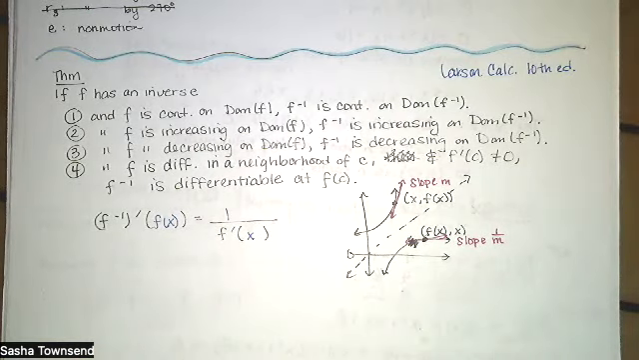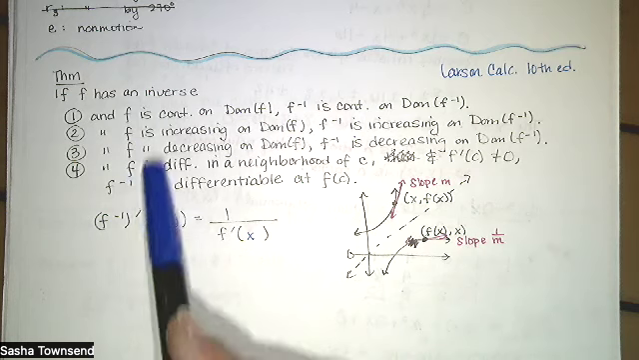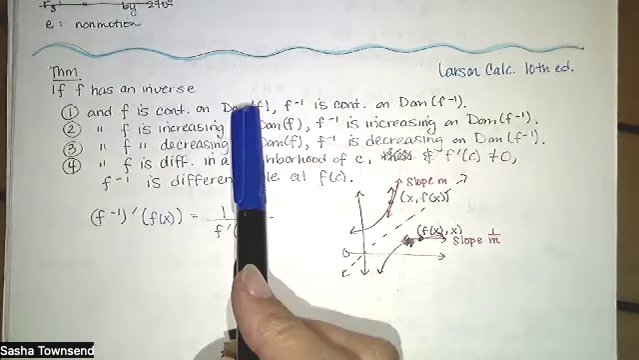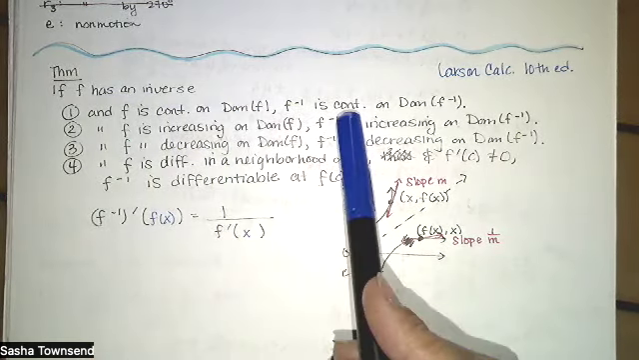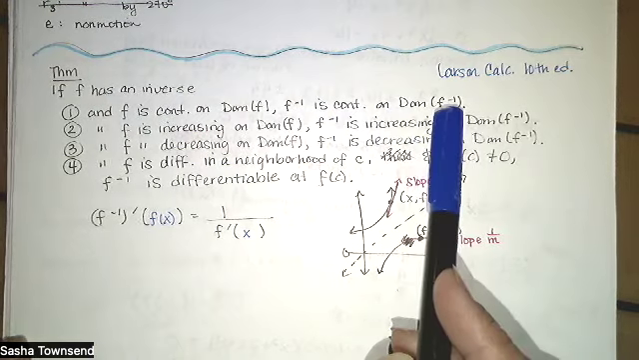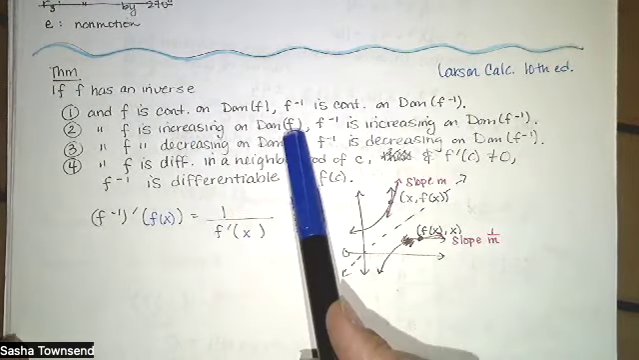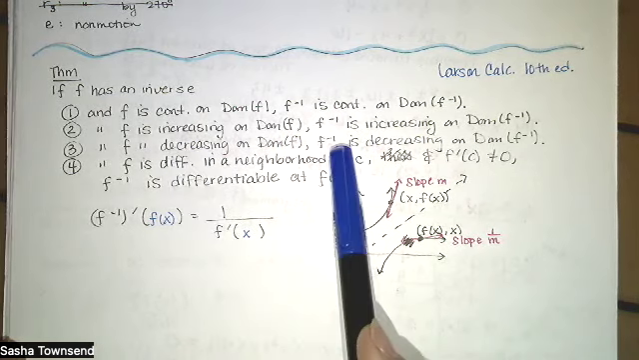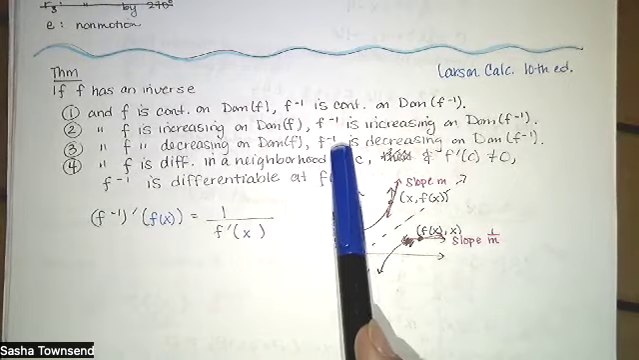We said that f has an inverse if it's strictly monotonic, that is, it's increasing over its entire domain or decreasing over its entire domain. So the question is, how does that relate to the graph of f inverse? Well, here are some facts. If the original function f has an inverse and it's continuous on its domain, then f inverse is continuous on its domain. If f is increasing on its domain, then f inverse is increasing on its domain. If f is decreasing on its domain, f inverse is decreasing on its domain.